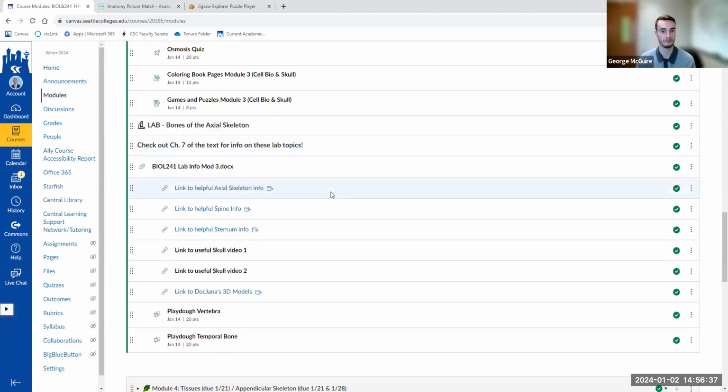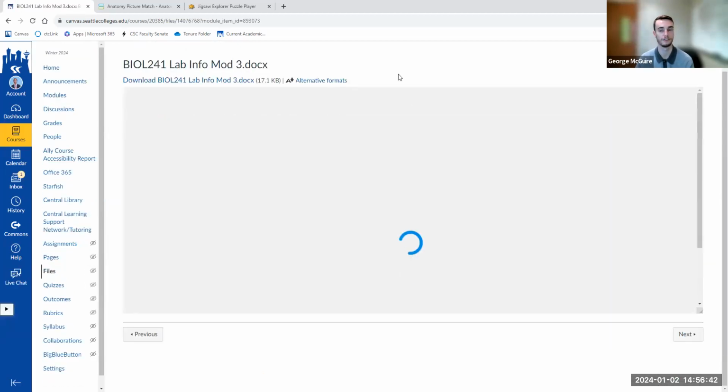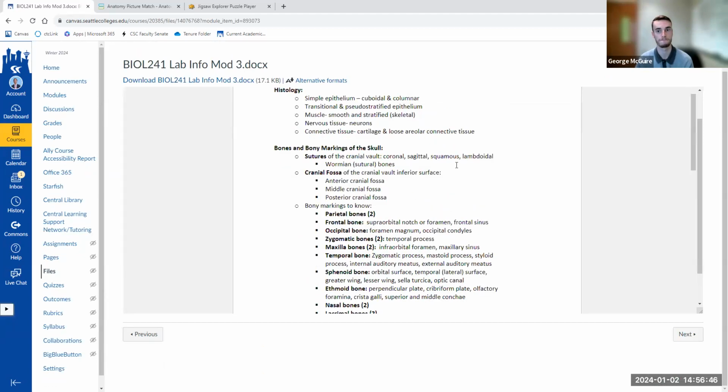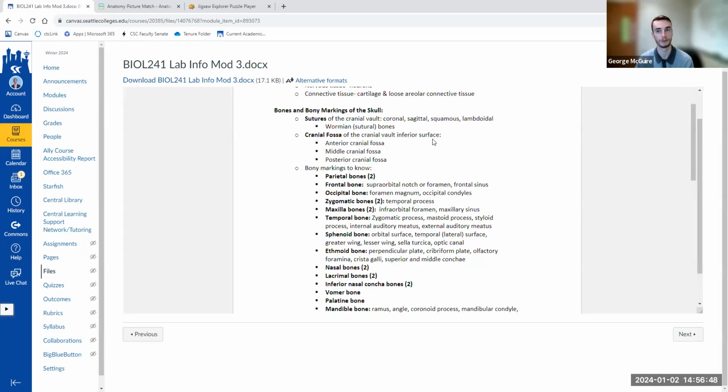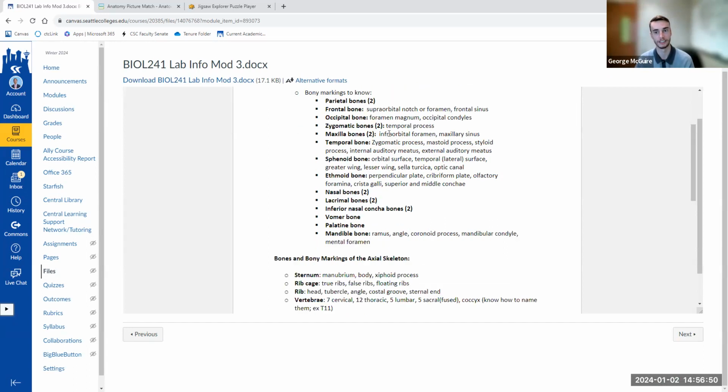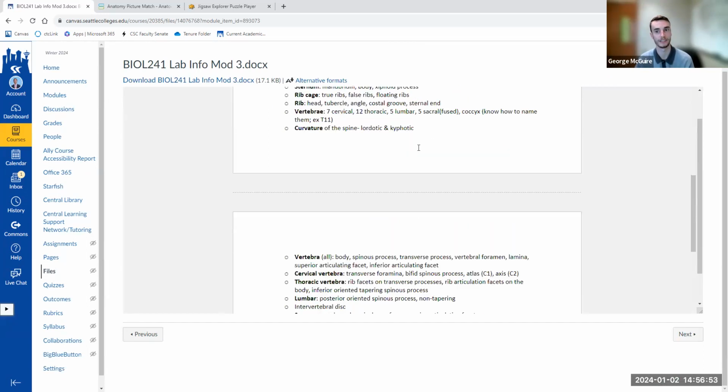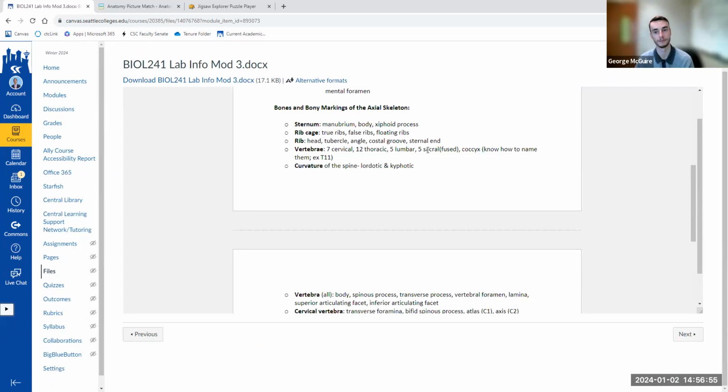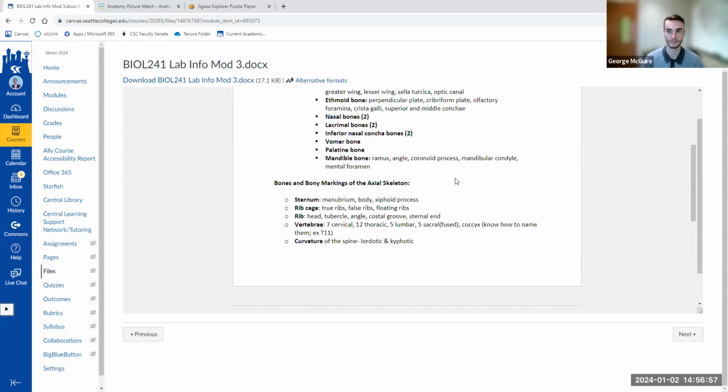So like next week, when we get into the axial skeleton, that lab info is a bit more involved. So each of the bones and bony markings of the skull. So a bit more there. And then some of the axial skeleton, which is the rest of the vertebral column and your ribs.